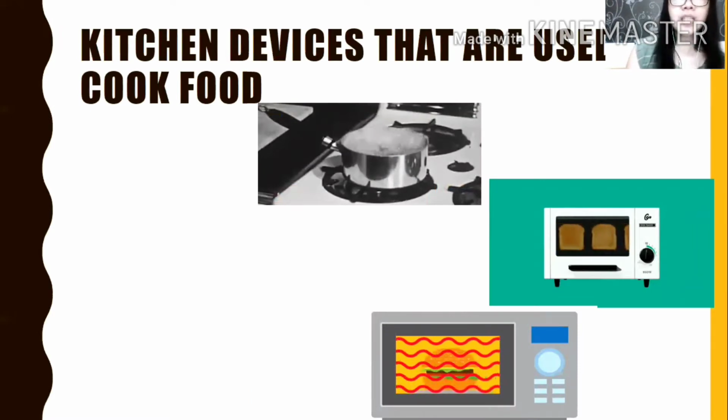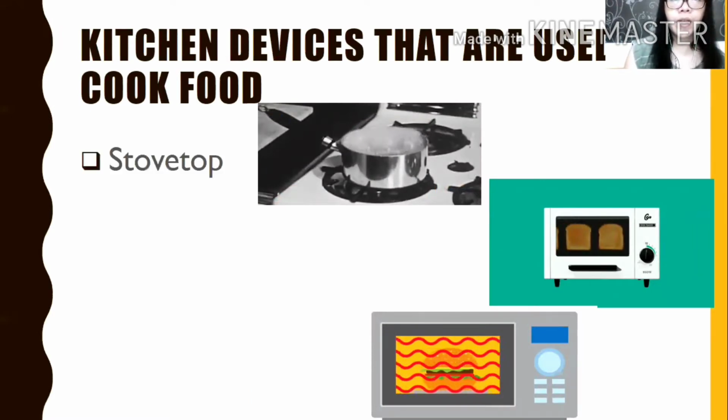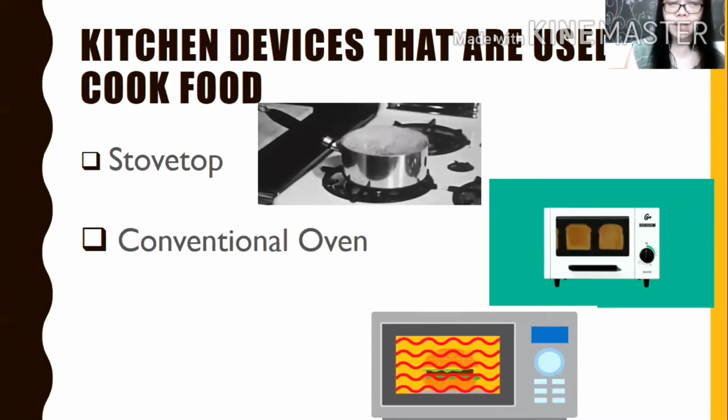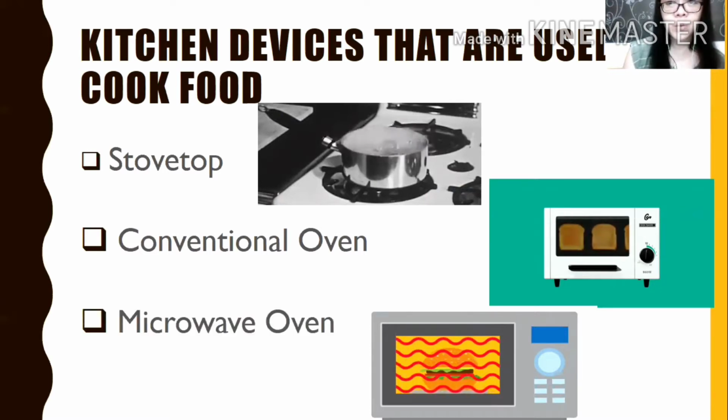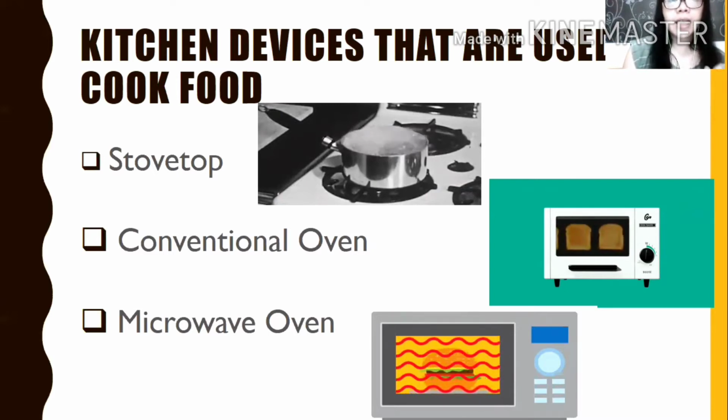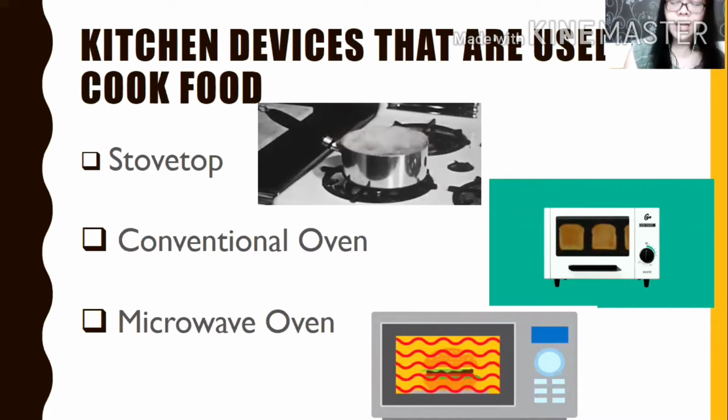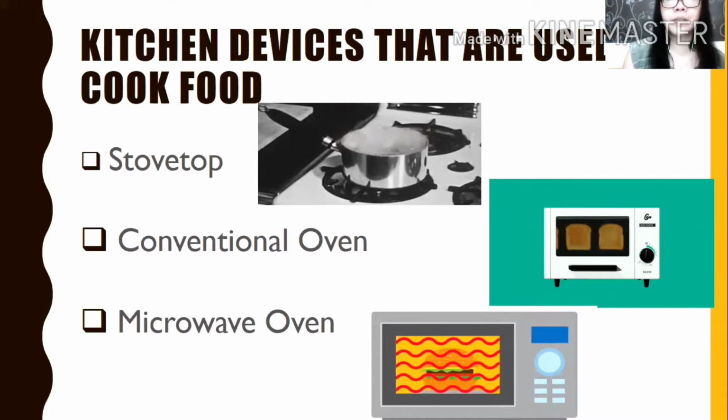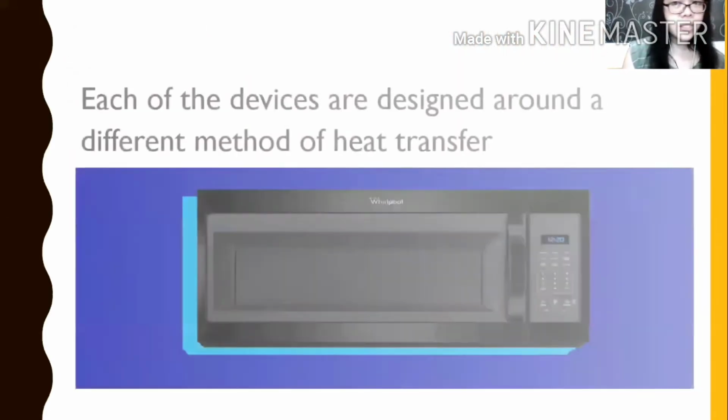So we have the following kitchen devices that are used to cook food. First, you have the stove top. Second, we have the conventional oven. And third, we have the microwave oven. For the stove top, it can be a gas stove top, which is normally used for the common household. And we also have the electric stove top. Okay, so for oven, it can either be conventional oven or microwave oven. So later on, we will know the difference between the two.